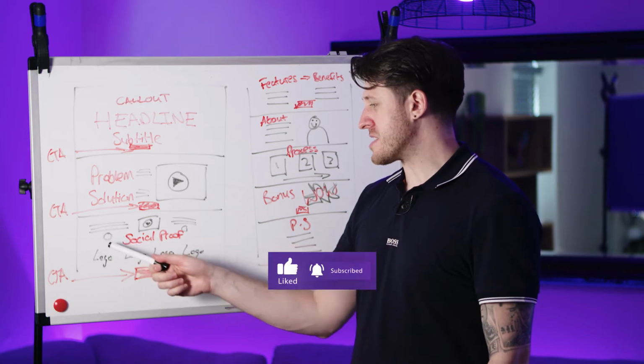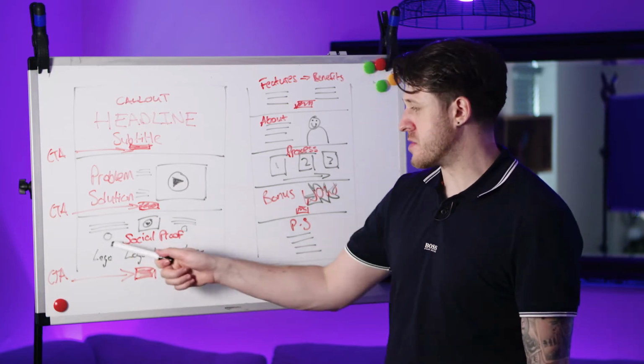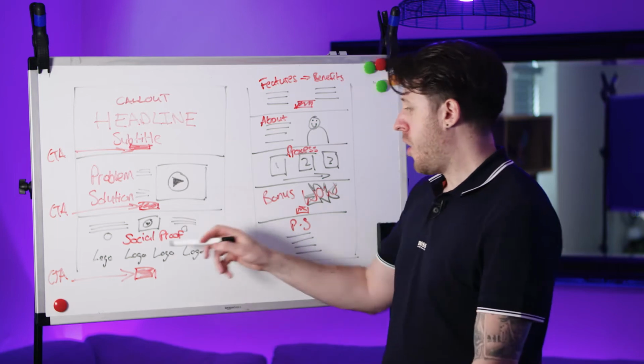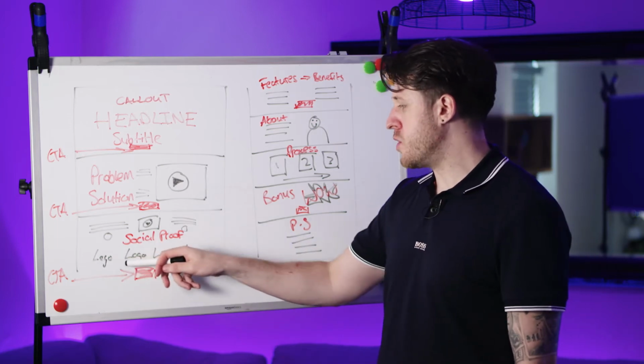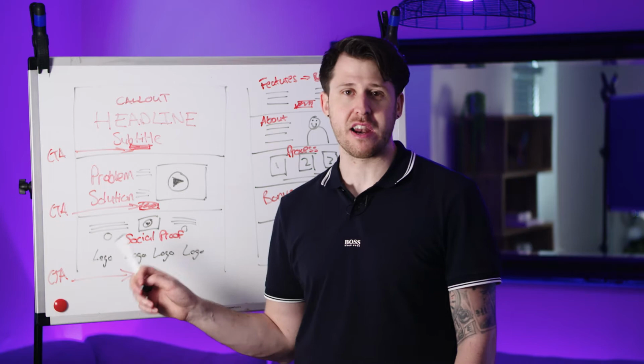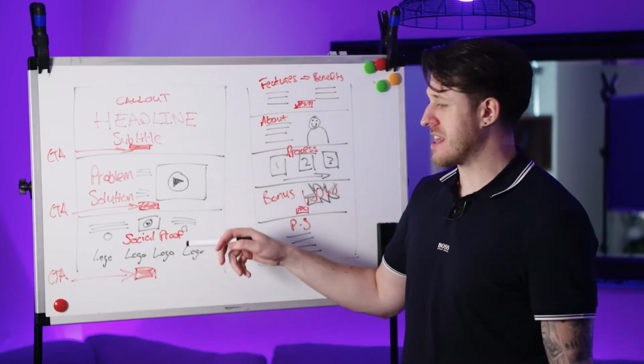You can also have written testimonials with people's faces. Make sure you have photos of people because you need to add the human element. Also, with social proof, you can add who you've worked with. So add the logos of any really large companies. And again, that adds to that pre-selection.